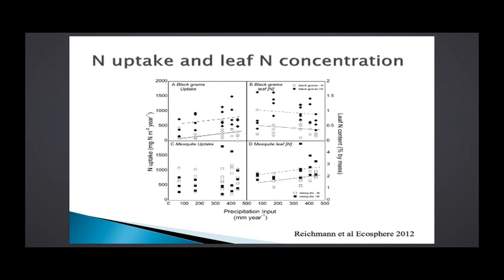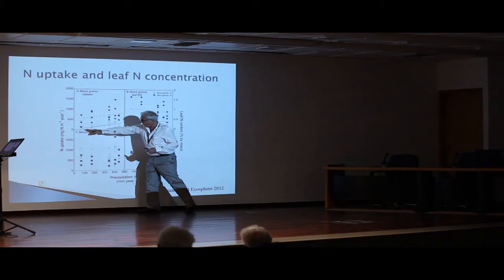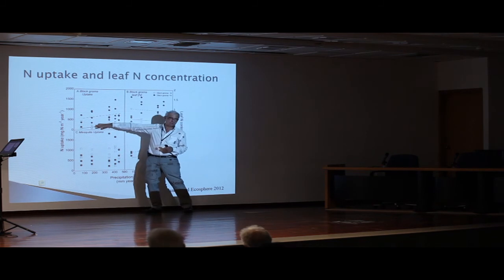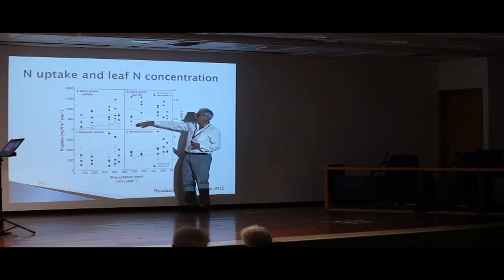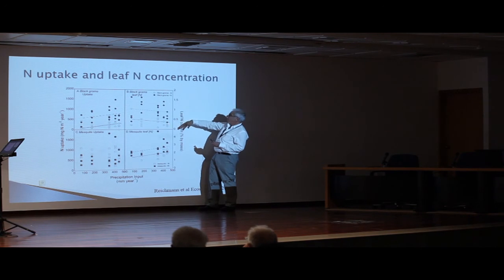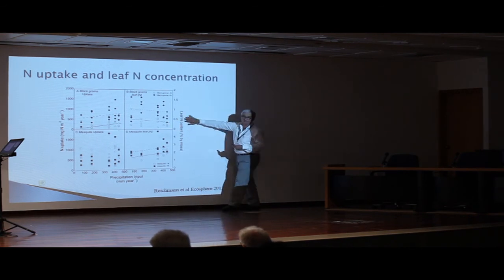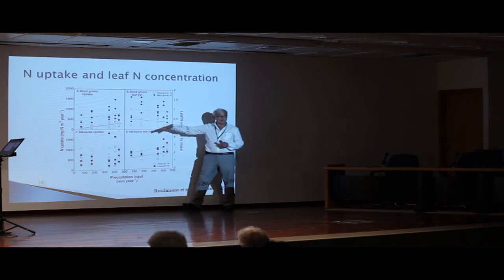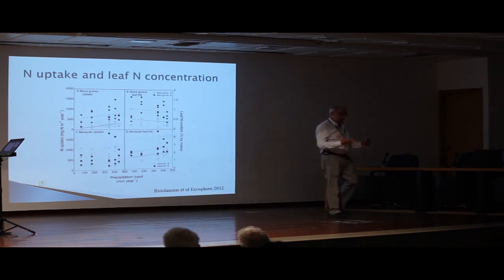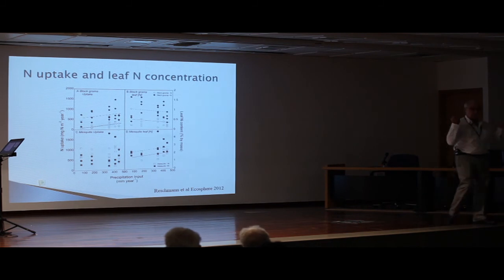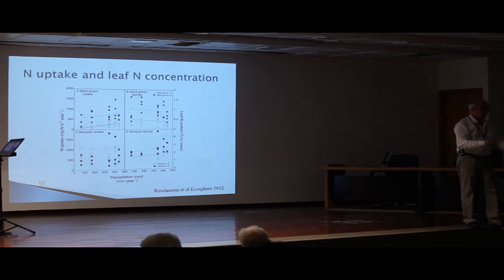Here we have the two top panels for grasses, and the two bottom panels for shrubs. Focus on the grasses first. What we have here is the nitrogen uptake, and you see that as precipitation increases, the uptake by grasses increases. And this is the leaf nitrogen concentration. It declines. When the year is wet, plants grow really fast and absorb much more nitrogen from the soil, even diluting the nitrogen in the leaves, correct?